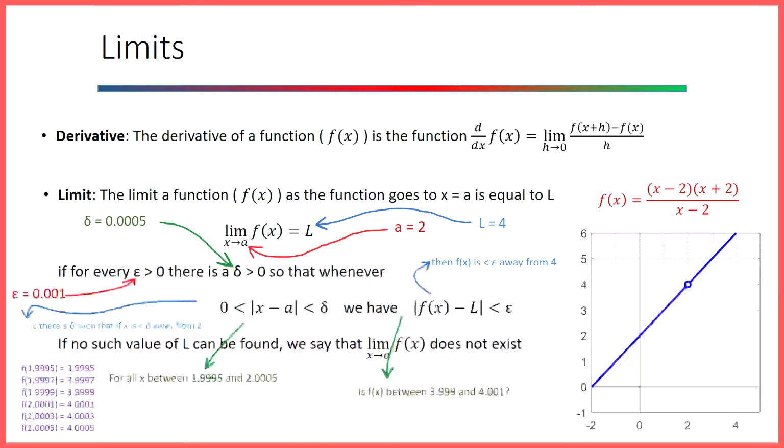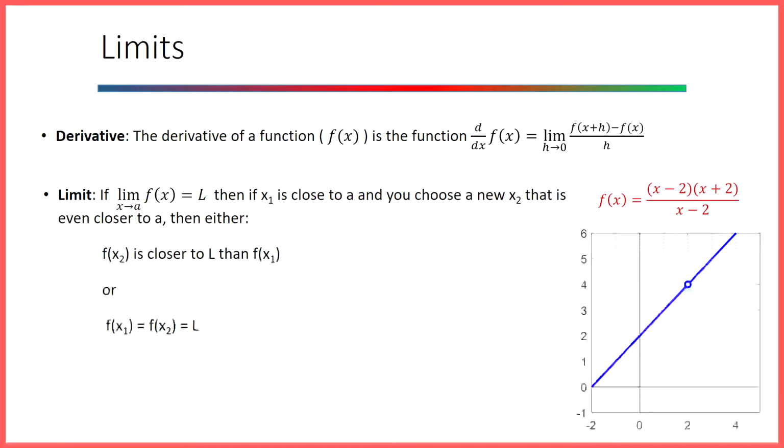Okay, so that's how we used the technical definition of a limit. But that can be a little bit confusing. So let me introduce a more intuitive definition of the limit. It won't quite be the technical definition of a limit, but it'll be close, and it should be more intuitive. Basically, let's create this intuitive definition by saying that if the limit as x approaches a of f of x equals L, then if x1 is close to a, and you choose a new x2 that is even closer to a, then either f of x2 is closer to L than f of x1, or f of x1 and f of x2 both equal L.